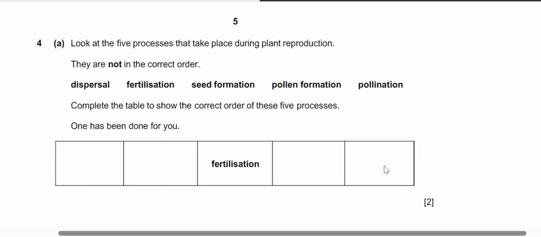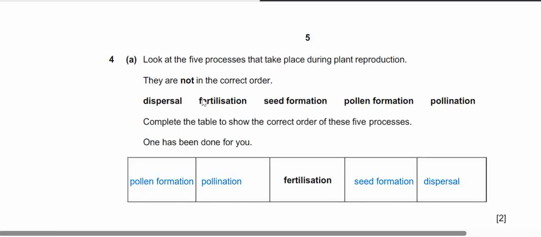Alright guys, so are you done? Let's check out the answer. Here we go. So the first is pollen formation. After that, followed by pollination. The pollen is transferred from the anther to the stigma, and then fertilization. Next process is seed formation, and followed by dispersal, seed dispersal.